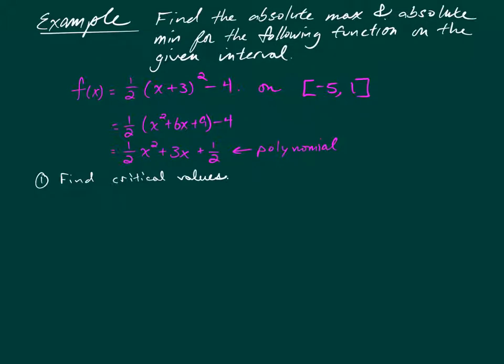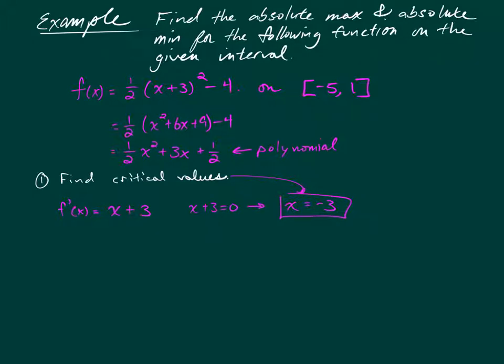So when you look at this, we can see that the critical values will be, let's see, first we have to take the derivative. So f prime of x will equal x plus 3. And if you set that equal to 0, x plus 3 equals 0, and you solve for x, that means x equals negative 3. So there's a critical value.